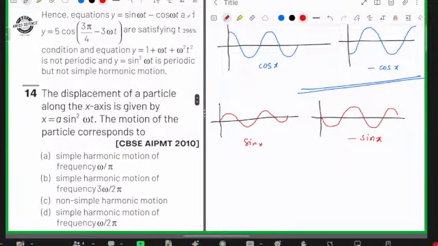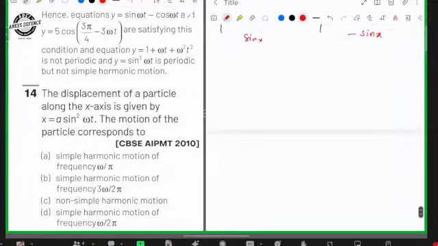Question number 14. The displacement of the particle along x-axis is given by this equation. The motion of the particle corresponds to? Okay, see here the given equation contains x equal to A sine square omega t. Now we remember the standard formula does not contain sine square function. The standard formula contains only sine function. So let us convert this into sine or cos function. How to convert? We remember a trigonometric identity: sine square theta is equal to 1 minus cos 2 theta upon 2. Please remember this formula.